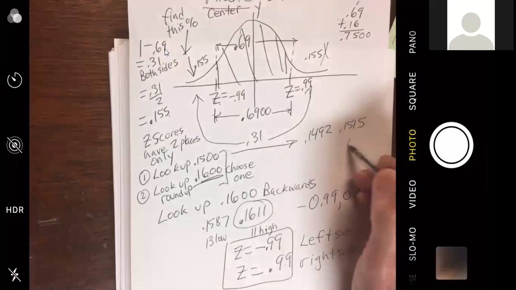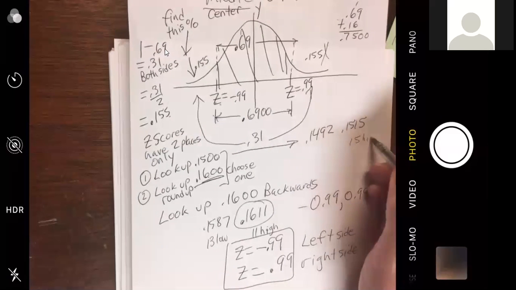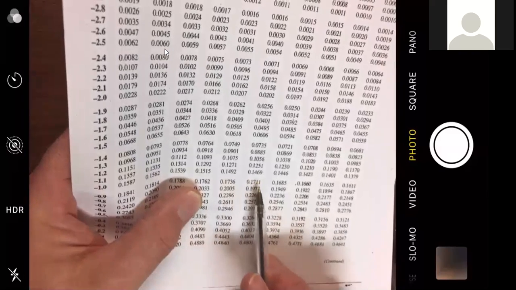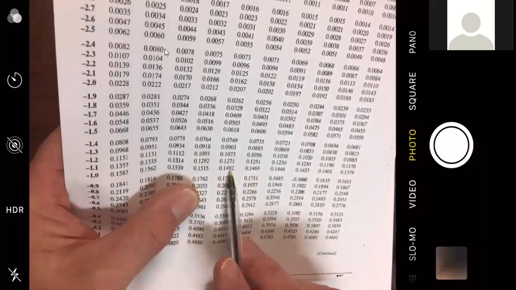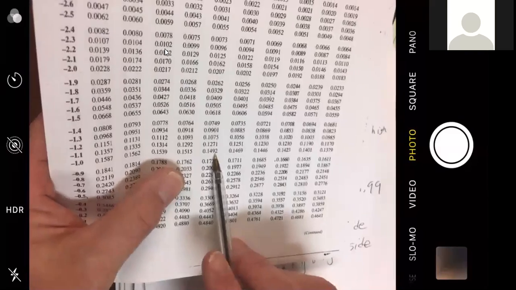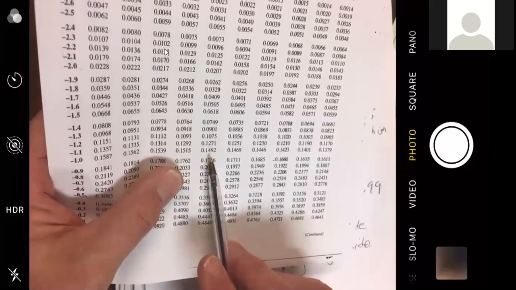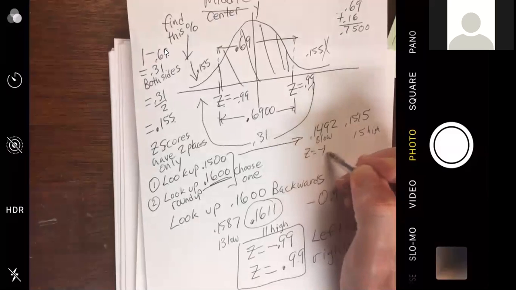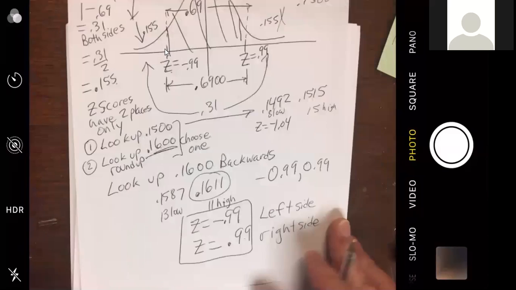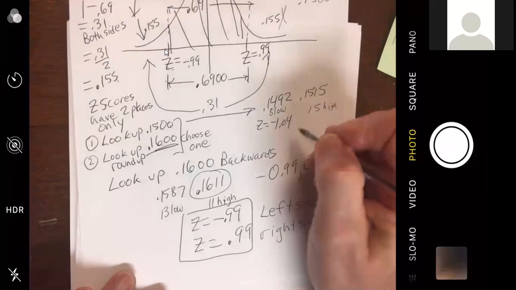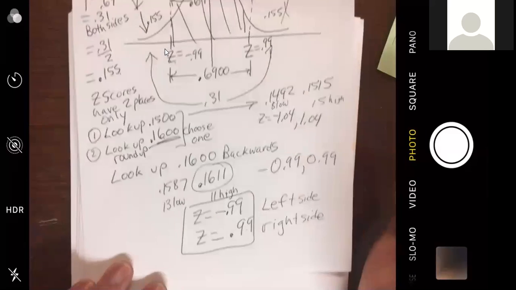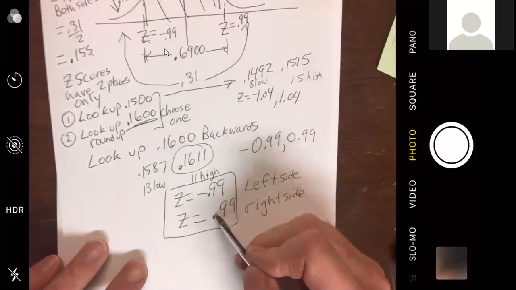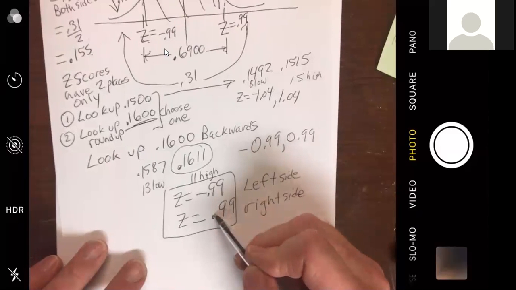And it looks like you're 15 high there, I think 8 low. So if you use 1492 right there, you're at negative 1.04. You're in row negative 1, 04 column. All right, so you're a little bit different from this, and then the other Z would be positive 1.04. So if you just can't get this to work, you can try this. See if it likes this any better.